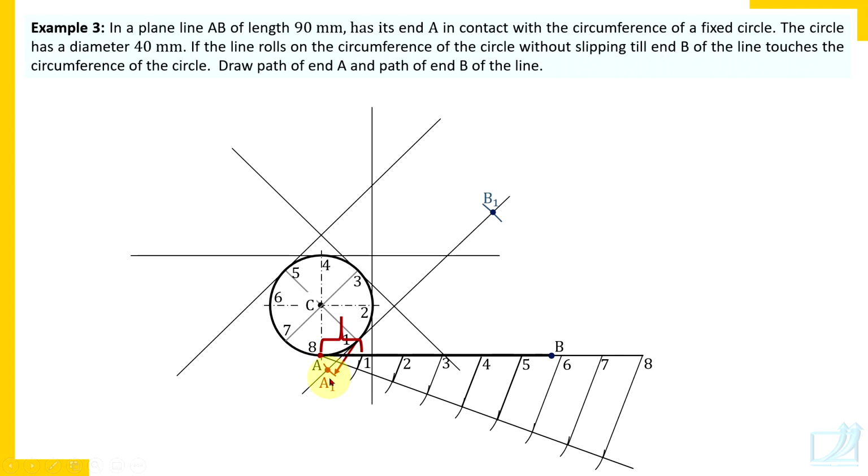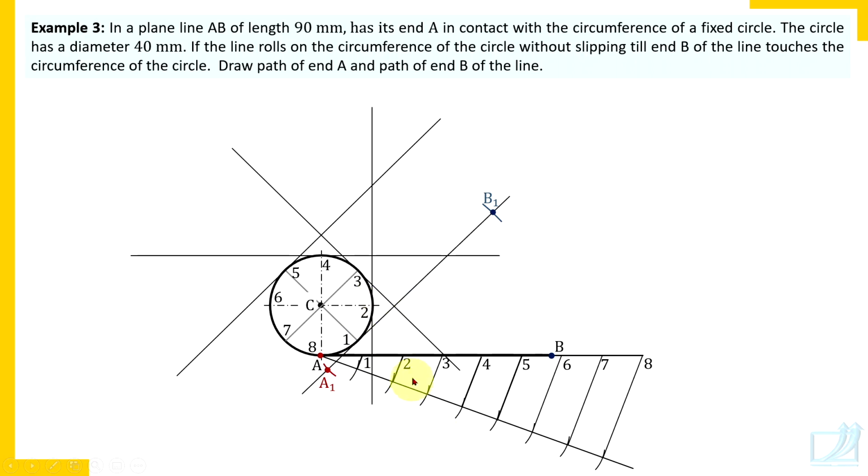you mark A1. Have you realized point B has moved here and point A has moved away from the circumference of the circle, and A1 B1 is the first position of line AB, and here point A and point B are the initial position of line AB.